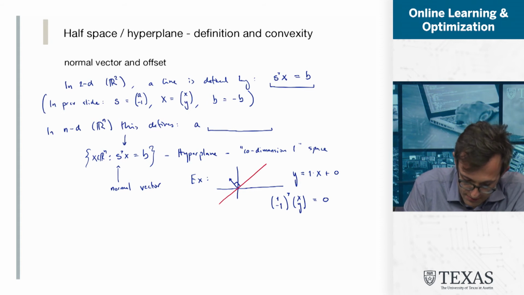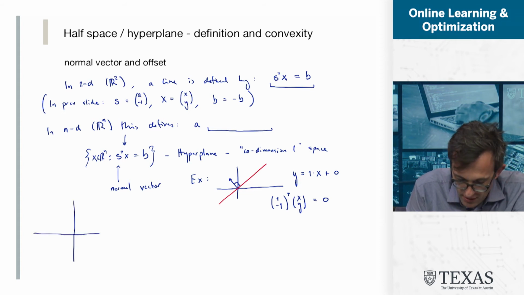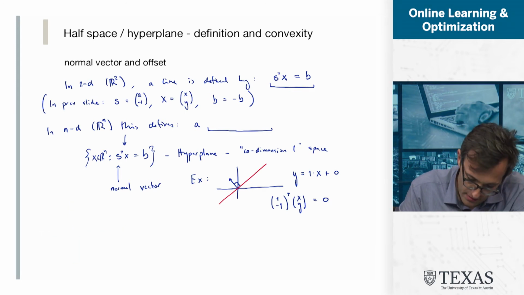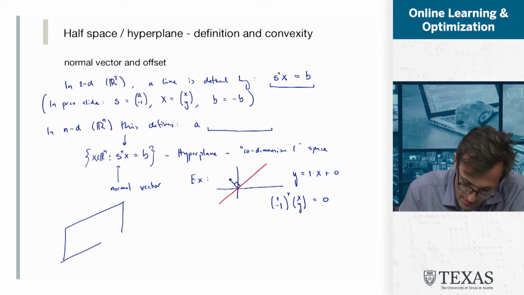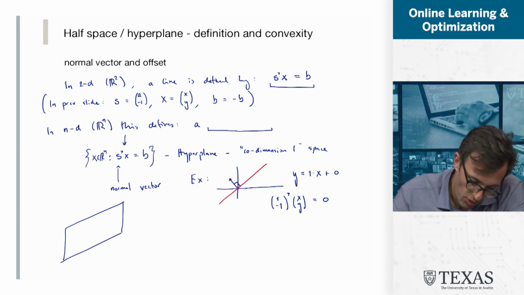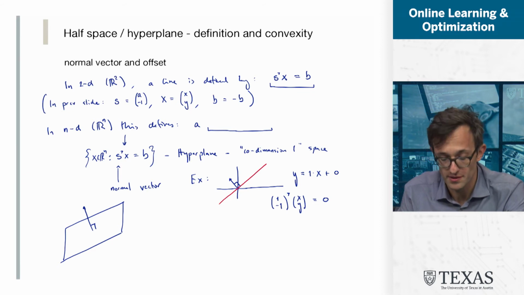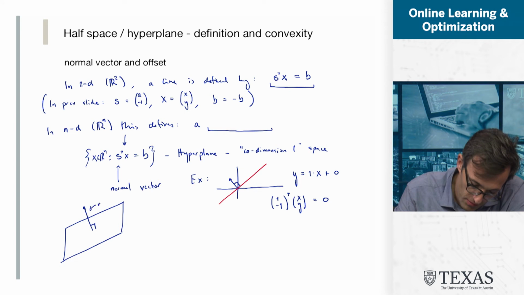And let me take a crack here at drawing in, that's not going to work. Here's my attempt at drawing a plane in 3 dimensions. The normal vector is uniquely defined, and it's that one vector that's perpendicular to this subspace. This would be the normal vector.